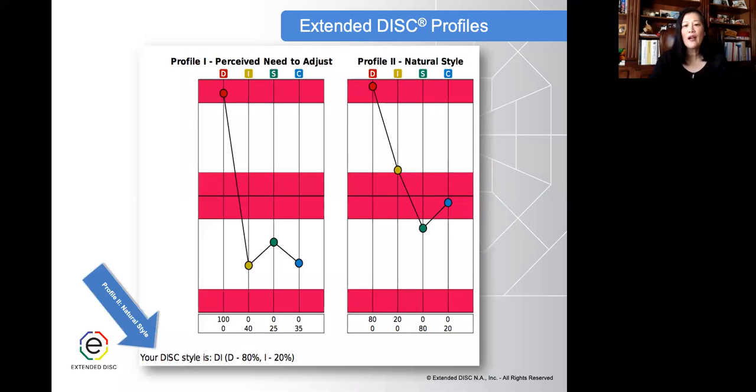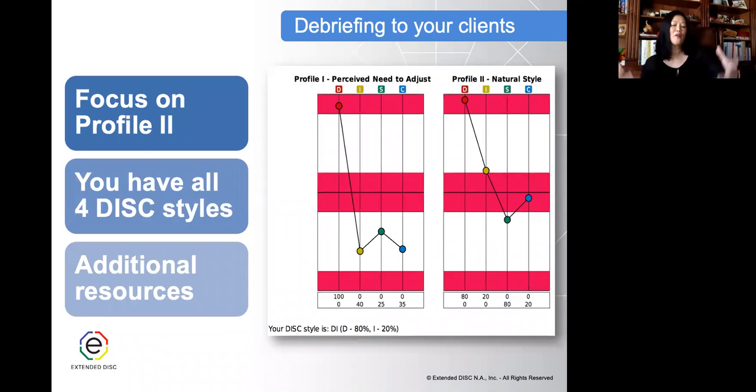Exactly. So just to give you a couple of tips, you guys already heard me say it because I'm a trainer, I'm just going to pound it into you. Focus on profile 2. In fact, the majority of the results that your clients read in the report is based off of profile 2. There's not a whole lot based on profile 1 because it is their perception of how they need to adjust. It doesn't necessarily make them successful. So the real hard data for which you can make better decisions is your profile 2 natural style.